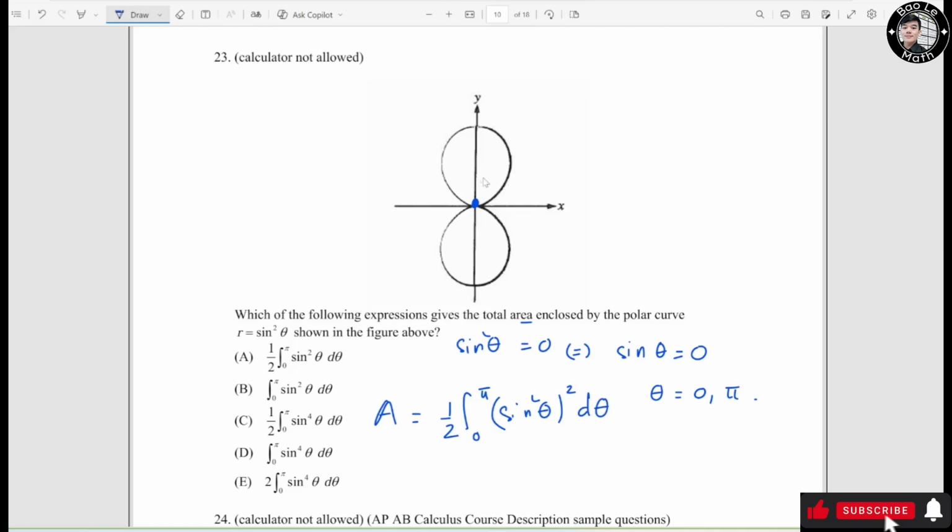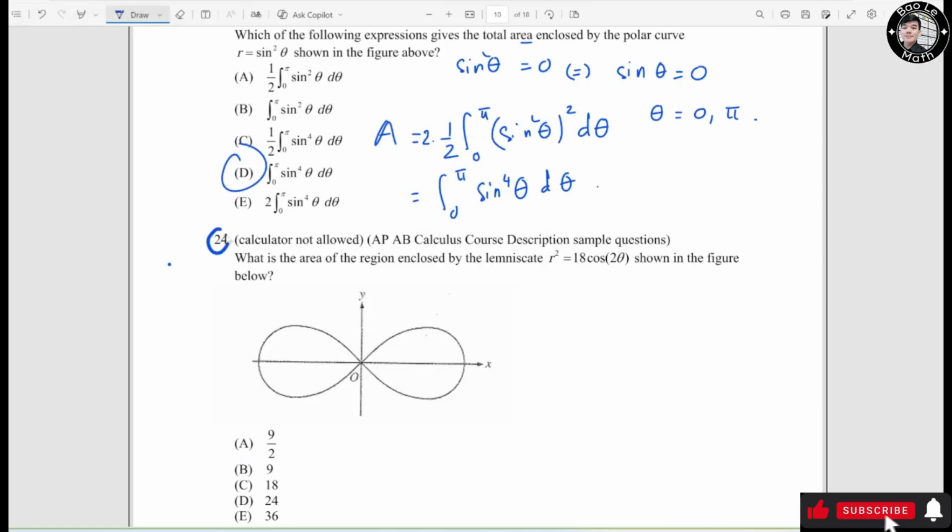This guy is just the upper half, right? We have this guy symmetric about the x-axis, so we need to multiply by 2, right? So the final answer is the integral from 0 to pi of sine to the 4 theta d theta, right? So the answer must be D. Now let's move on to question 24.